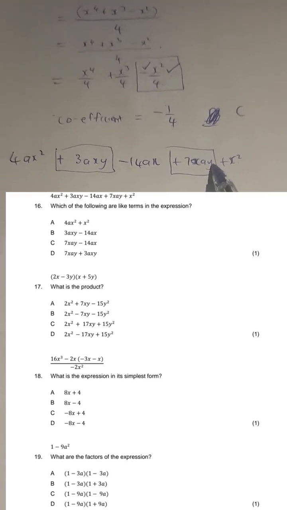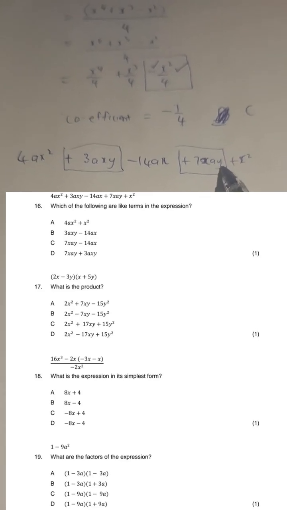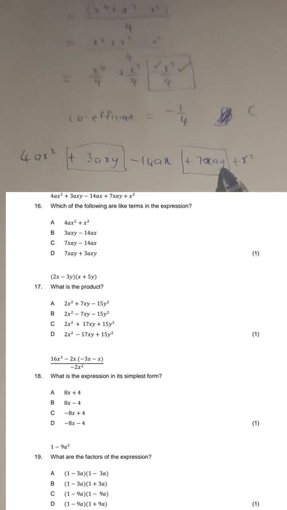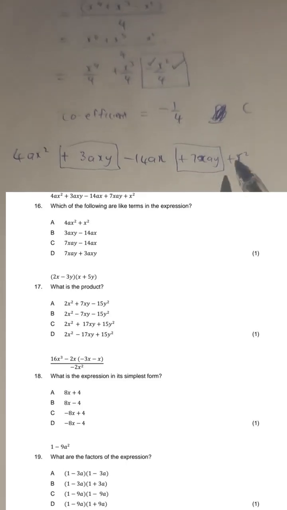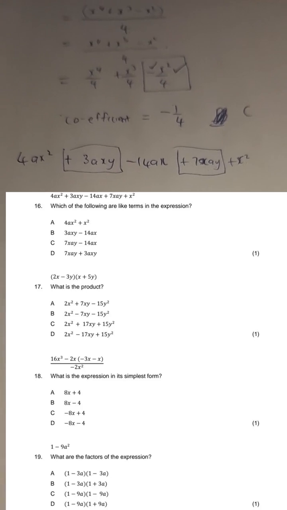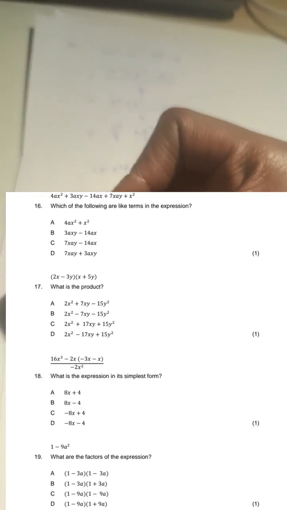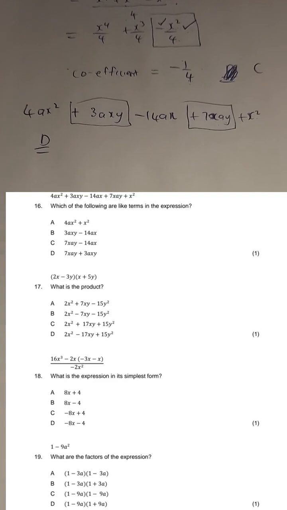A, 4ax² plus x²? No. B, 3axy minus 14ax? No. C, 7xay minus 14ax? No. D, 7xay plus 3axy? Definitely. So our option there is correct. It is D. The correct option is definitely going to be D, nothing else.